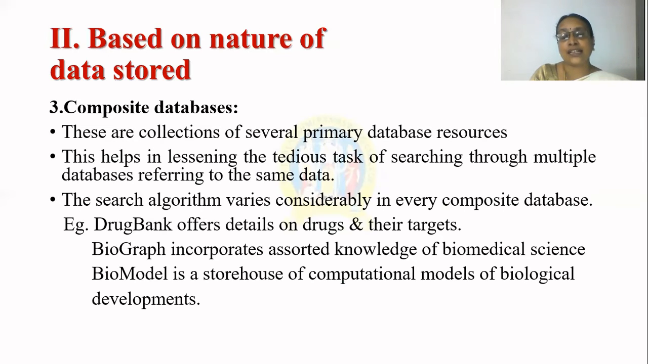The third classification based on the nature of data stored is composite database. These databases are collection of several primary database resources. This helps in lessening the tedious task of searching through multiple databases, referring to the same data again and again. The search algorithm varies considerably in every composite database. Examples of composite database are Drug Bank, Biograph, and Biomodel.